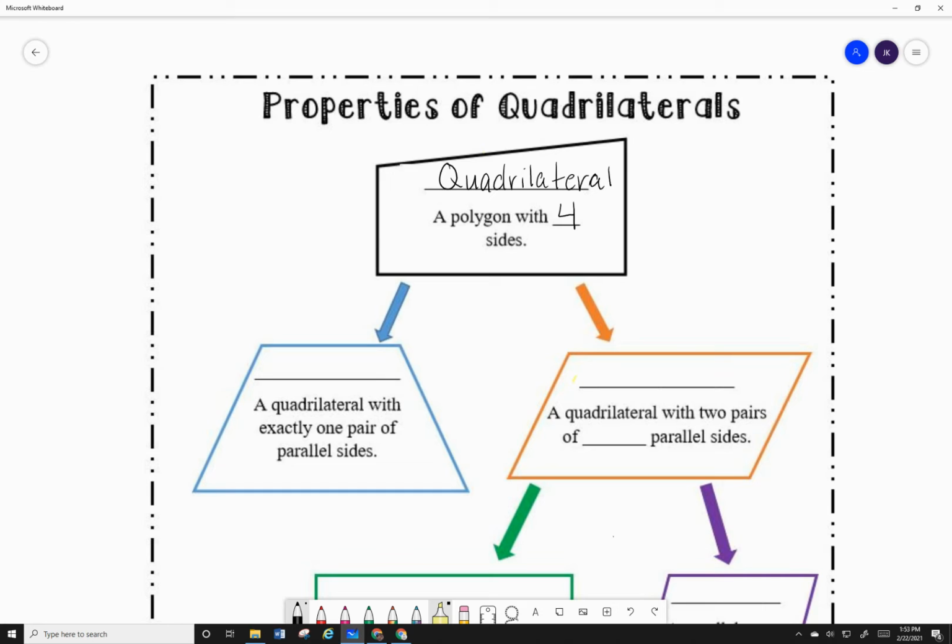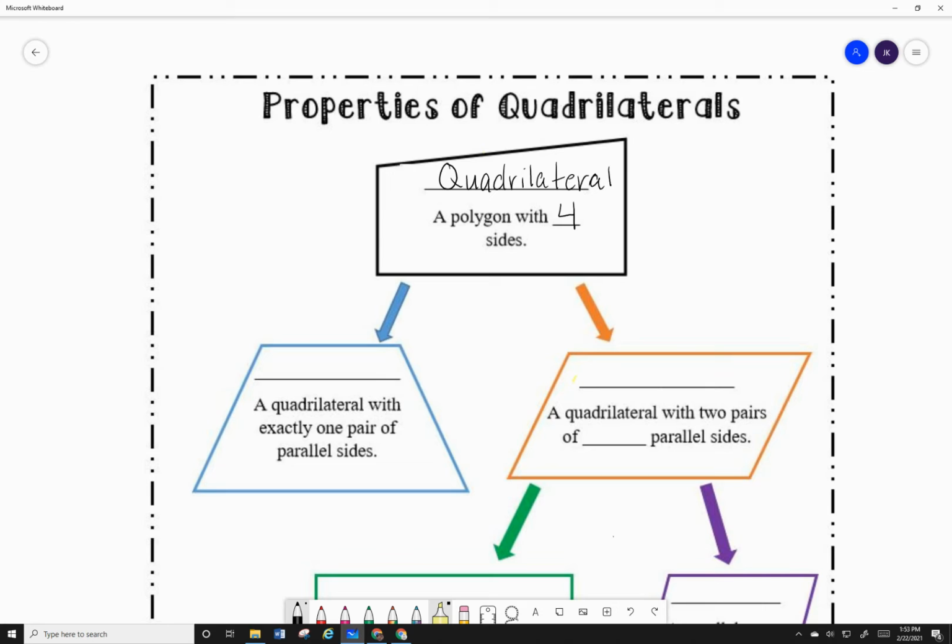It does need to be a closed four-sided figure, and the sides do need to be straight. Those are the basic rules for a polygon, but as long as it follows those two rules, being closed and having four straight sides, it's a quadrilateral. So we're going to now break our quadrilaterals into different groups or different categories based on their characteristics.